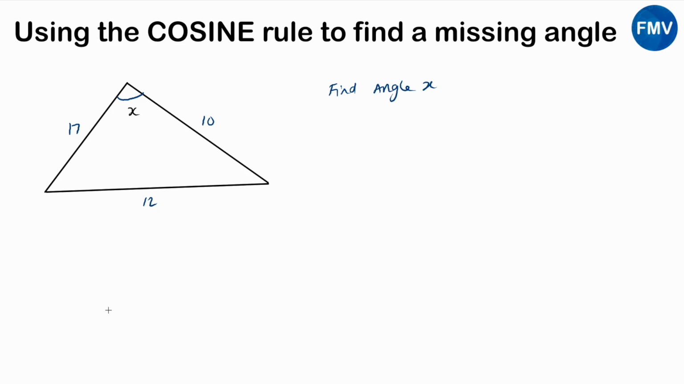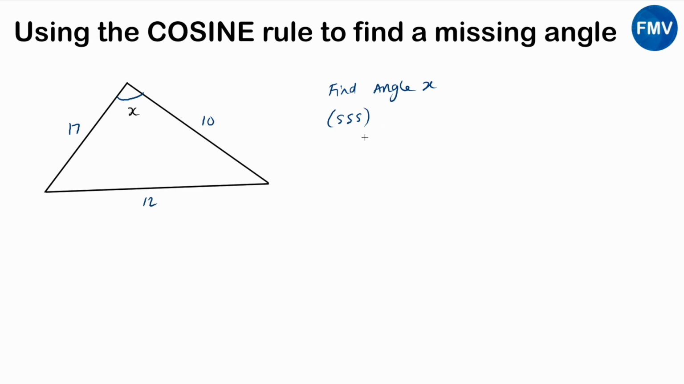Welcome back. Now we're going to use the cosine rule to find a missing angle. We're asked to find angle x. This is angle x. Again, look at the situation. We've been given a side, side, side, so we're looking to get an angle. When we're given the side, side, side, that kind of implies we're looking for an angle because we have all of the sides.